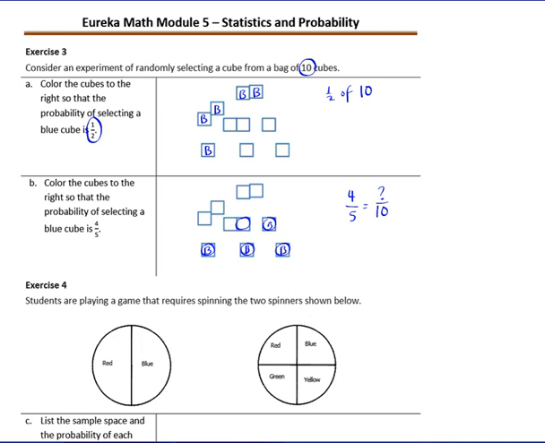And then for the other group, we have 1, 2, 3, 4, 5. And 4 of those are blue. So we have blue, blue, blue, and blue. So 4 out of 5, how many blue is that altogether? That's 1, 2, 3, 4, 5, 6, 7, 8. 8 out of 10. So we should have 8 out of 10 blue cubes. And then the others would not have anything in them.